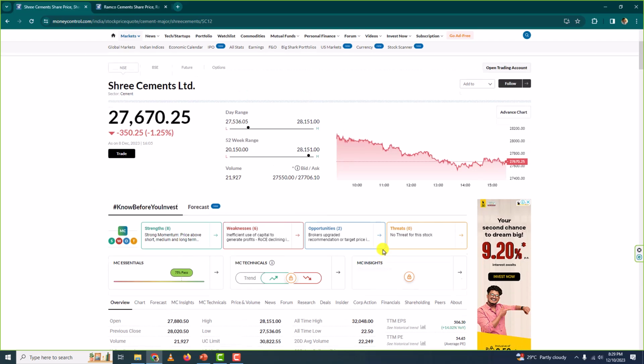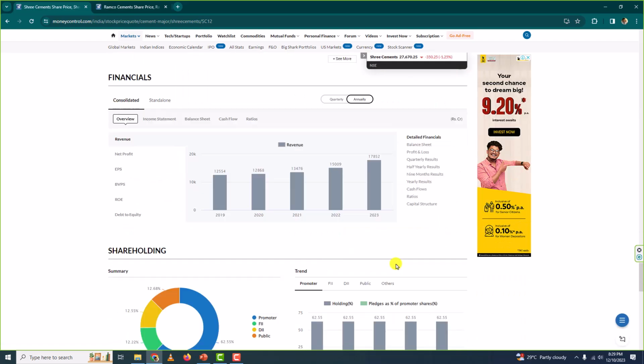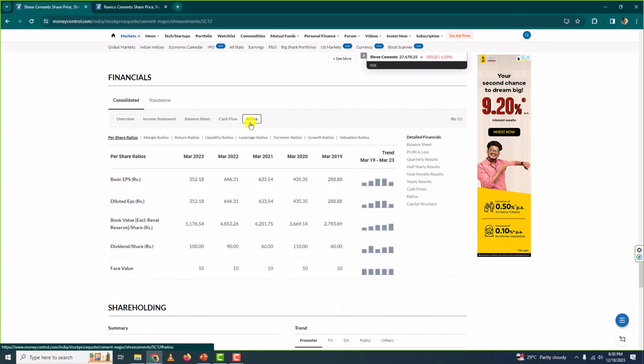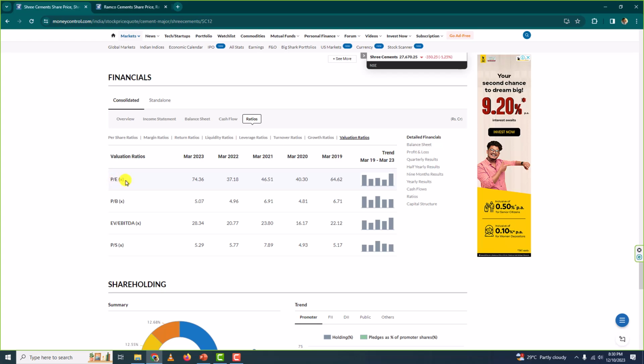Now, if we go to financials and go to ratios, and then to valuation ratios, we can see the PE ratio is 74.36. Okay. Now this is higher than the average sector PE, meaning this is overvalued. Now just because this is overvalued, it doesn't mean it is good, it doesn't mean it is bad. You will have to look at other factors too.